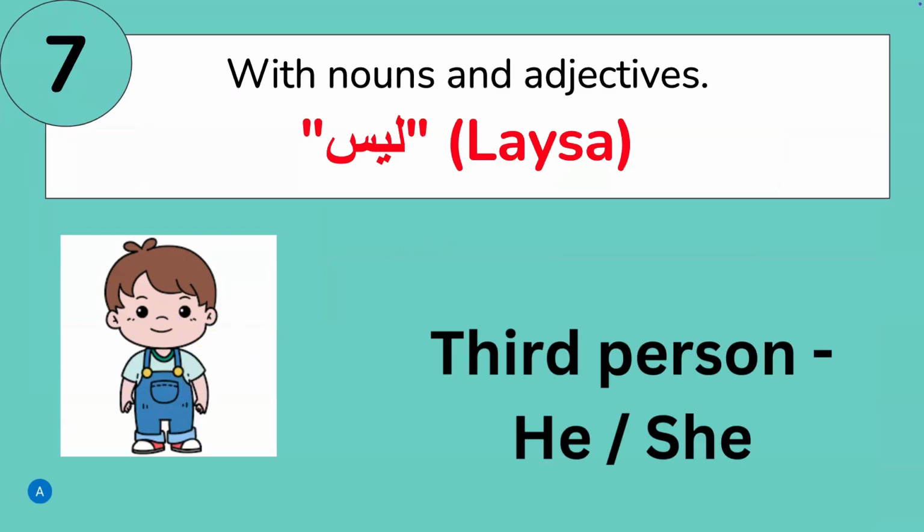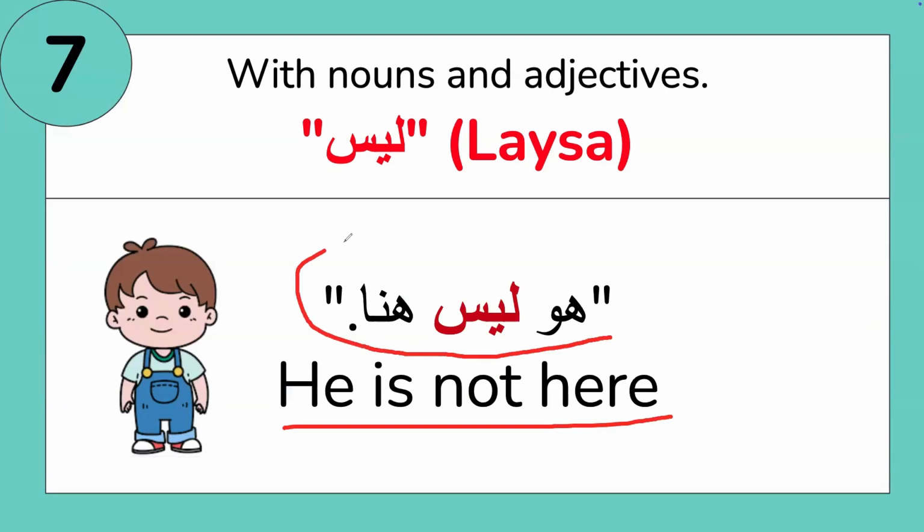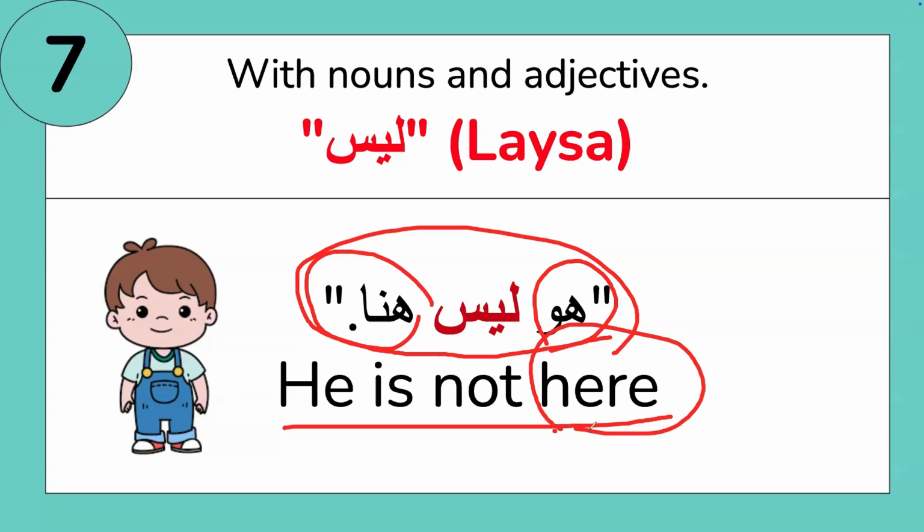When we have to say the presence or absence of a third person, such as he or she, we use this word laysa. If we have to say he is not here, we say Huwa laysa huna. Huna means here. Huwa means he. And because we are not saying you are not good, not good is something describing you. But here, you are not present. Especially with nouns or adjectives, when there is a not, we use laysa.